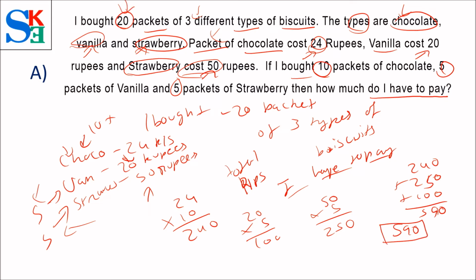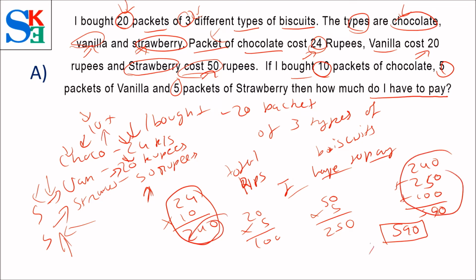I'm going to tell you again. I bought 20 packets of 3 different types, chocolate, vanilla and strawberry. One packet of chocolate cost 24, one packet of vanilla cost 20 and one packet of strawberry cost 50. I bought 10 packets of chocolate, 5 packets of vanilla and 5 packets of strawberry. So I multiplied the amount by the number, and then I just added them up to get the final answer.